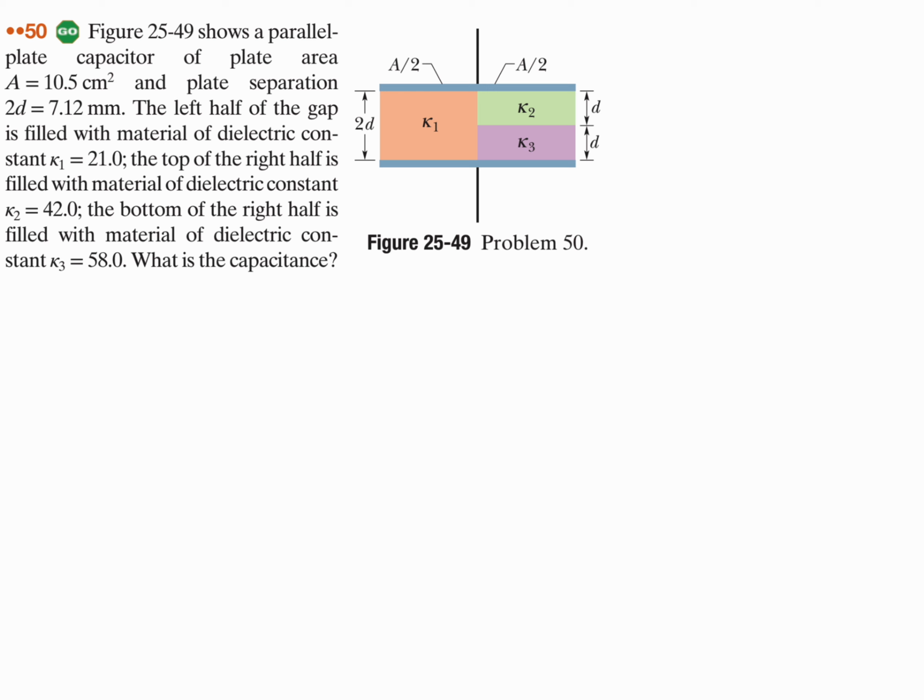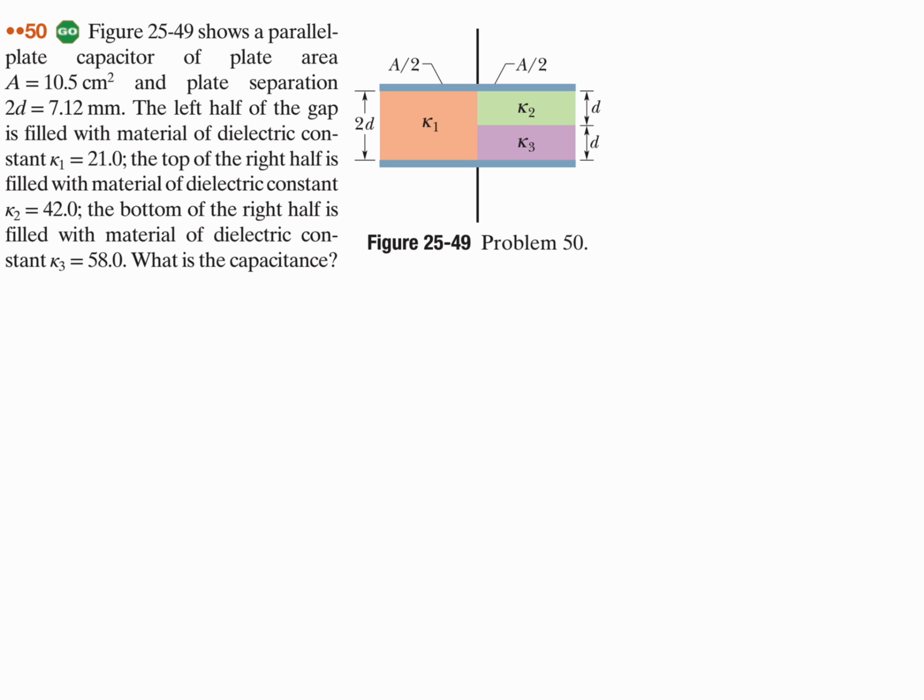50. We have a parallel plate capacitor, a plate area of 10.5 square centimeters, and a plate separation 2d of 7.12 millimeters. The left half of the capacitor is filled with a dielectric of constant K1 = 21. The top of the right half is filled with a dielectric of constant K2 = 42, and the bottom of the right half is filled with a material of dielectric constant K3 = 58.